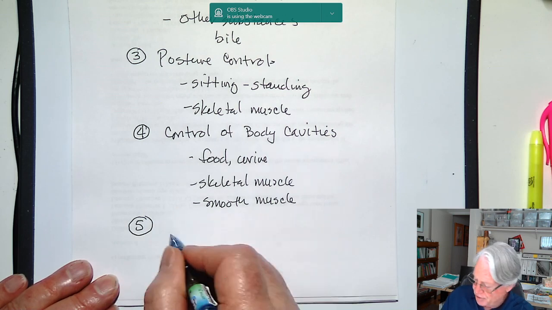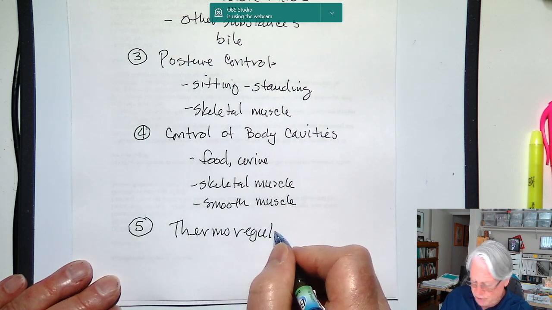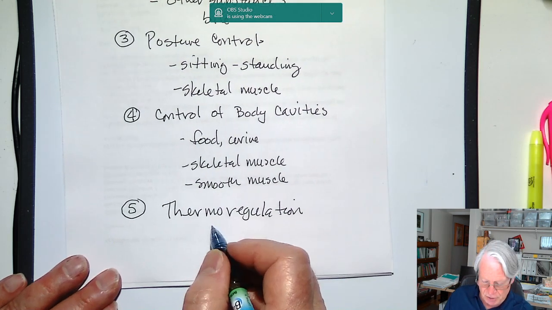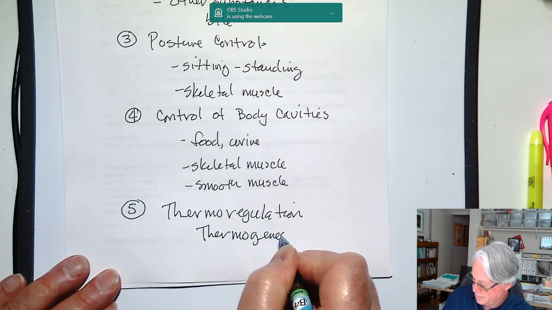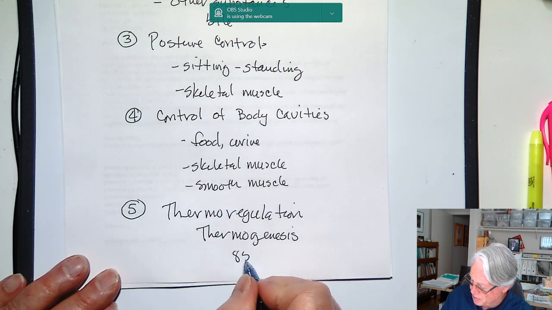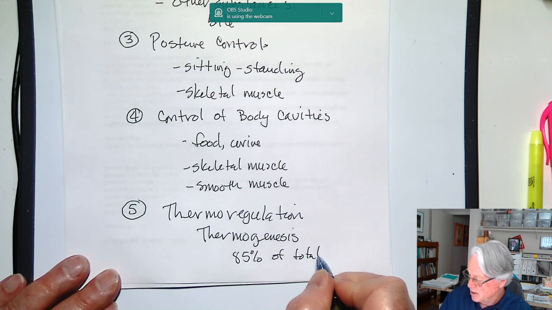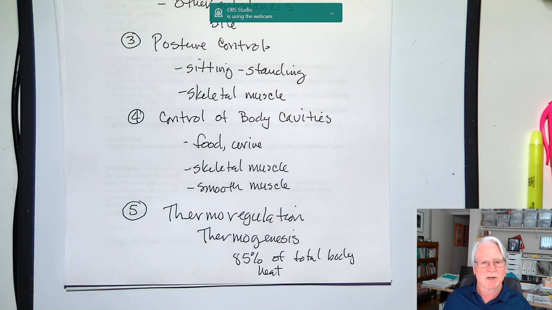Number 5, thermal regulation, which is a very fancy way of saying producing heat. Okay. And the term for production of heat is thermogenesis. So about 85% of your total body heat is the result of the energy that's coming out of the muscle system. So the muscle, and primarily skeletal muscle, is producing about 85% of the total body heat that you as a human produce.